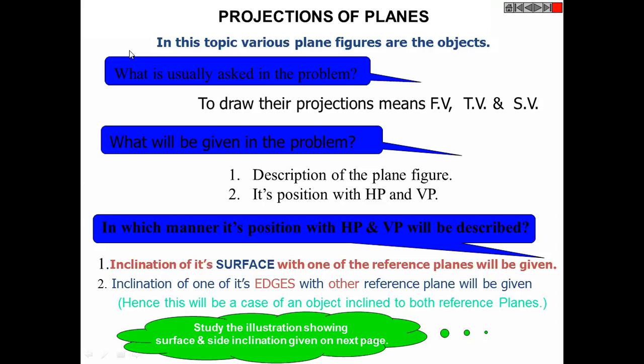So in this topic, various plane figures are the object. We need to draw its front view, top view and side view. So what will be given to you? Description of the plane and its position. These things must be given to you, then only you can proceed. Then we can draw these three views. Clear? Now how these planes and their positions will be described, that we will see.